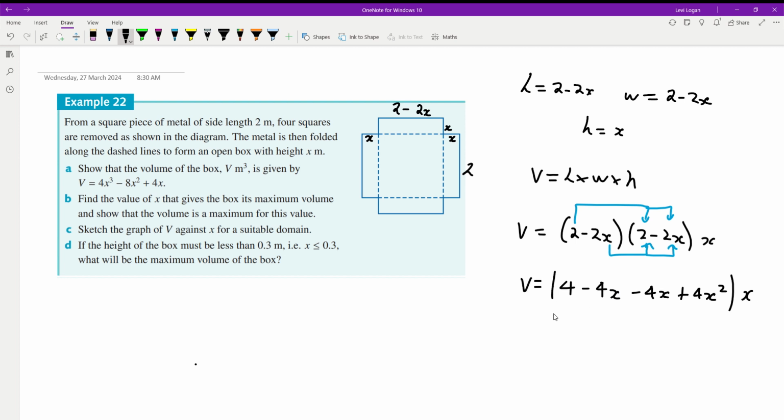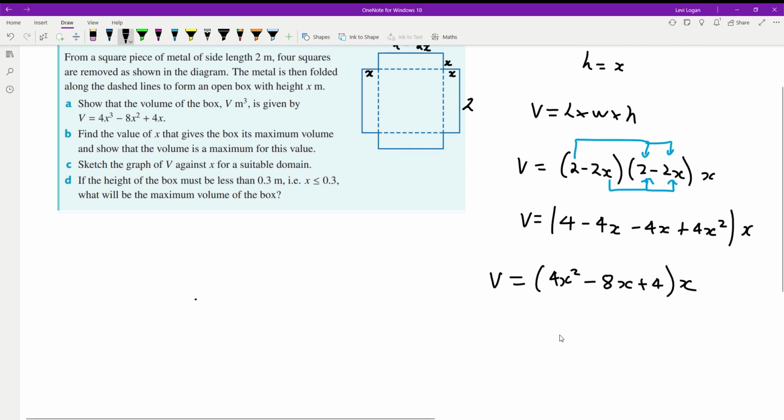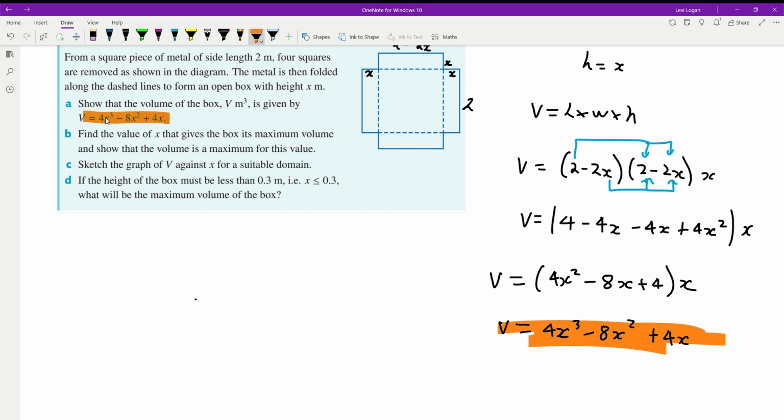And that's your volume. So what we can do is add the like terms. So your volume is 4x squared minus 8x plus 4 times by x. Then you can distribute that x, so you get volume equals 4x cubed minus 8x squared plus 4x. And you can see we've got the exact expression we wanted in A, because it's to show that question, okay?